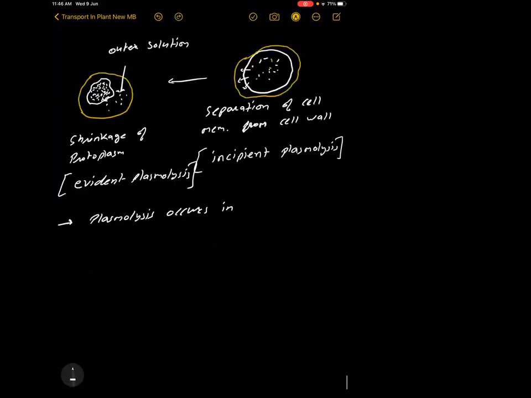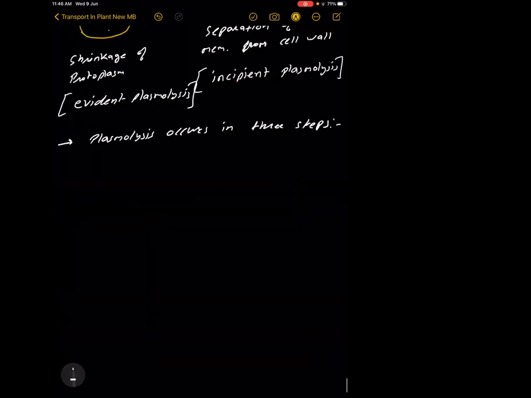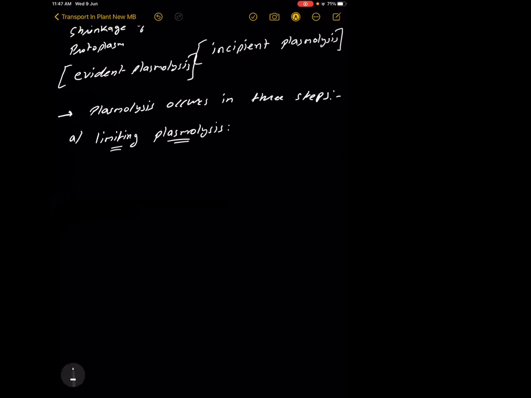Now plasmolysis occurs in 3 different steps. It is completed in 3 steps. First, that is limiting plasmolysis. Limiting plasmolysis. It means this is the first stage of plasmolysis.